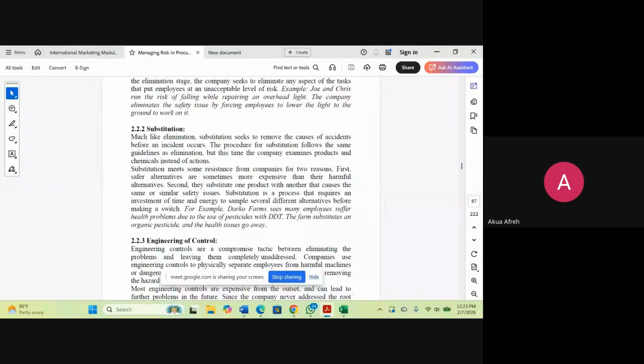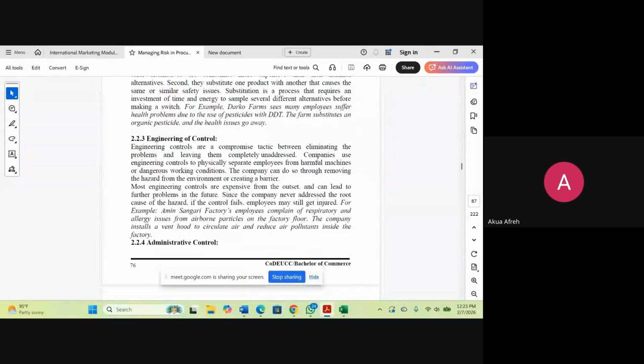Then we talk about the third one, which is the engineering controls. With engineering controls, we physically redesign systems or the environment to reduce risk exposure.